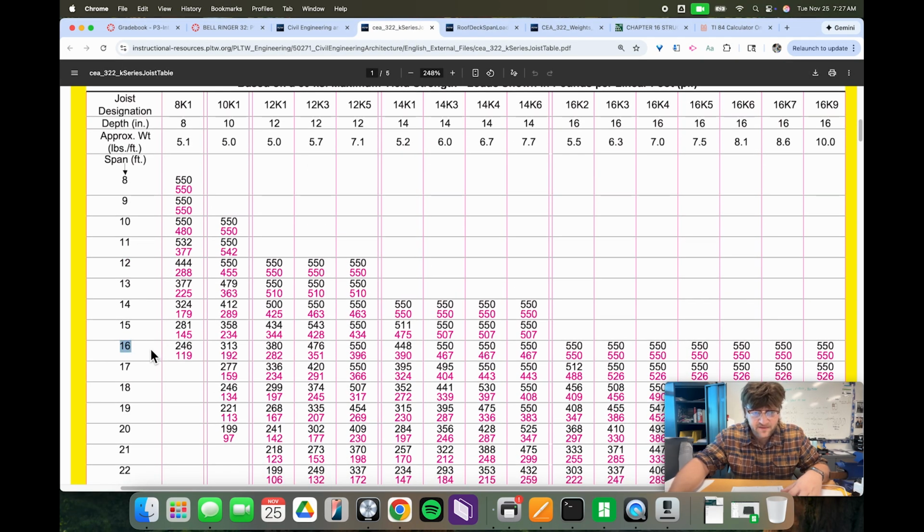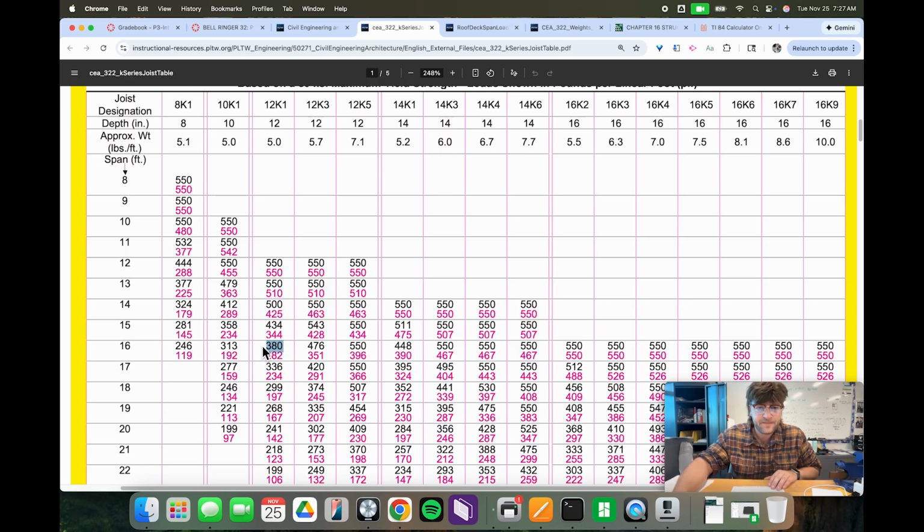And then we want to keep looking at this, and we want to find something that will work for our 329 pound per foot uniform beam loading. So we can't do 246. We also can't do 313. The first one that we encounter here is 380.